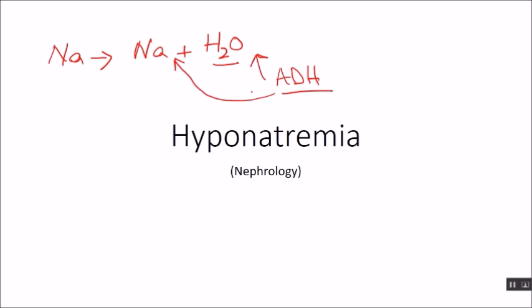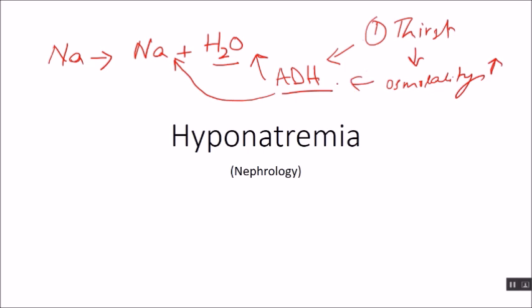And as we will discuss in this presentation, there are many conditions in which ADH is high, either appropriately or inappropriately, and that high ADH is leading to hyponatremia. Before we move on, we also have to discuss what are the factors which influence ADH. So there are two factors in the body which stimulate ADH. One is thirst, and thirst is determined by osmolality of the body, and there are osmoreceptors in the brain, and in response to increasing osmolality, they increase the ADH production.